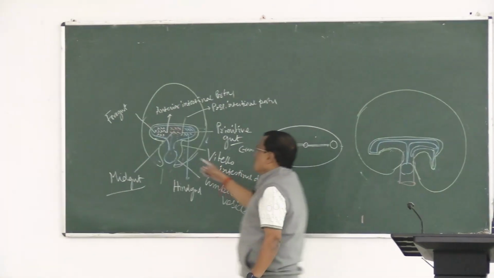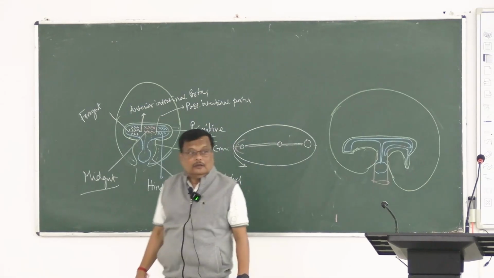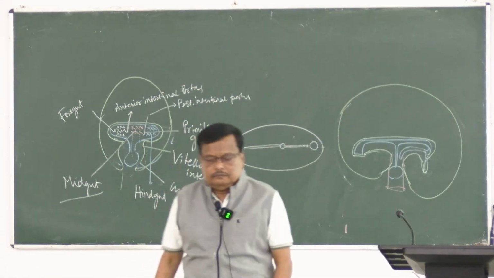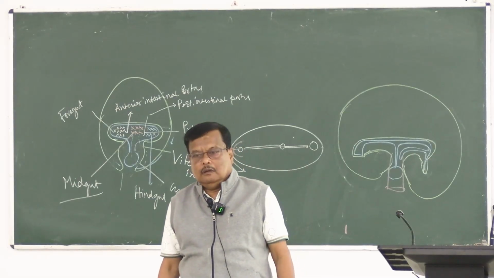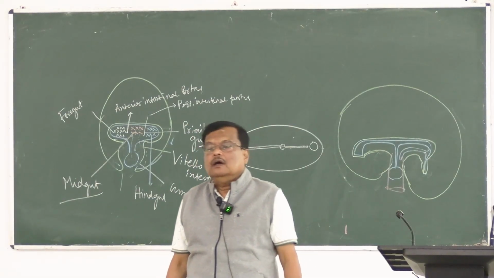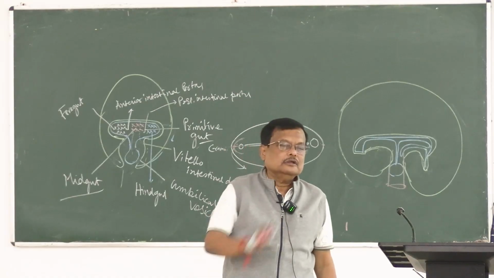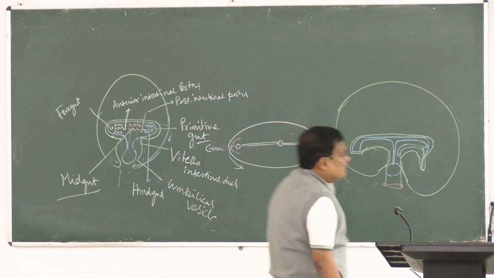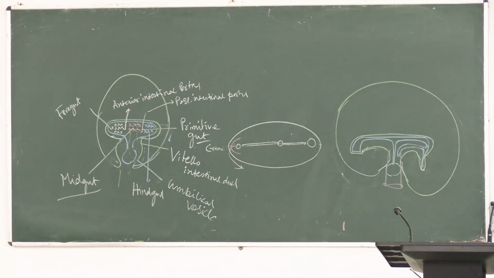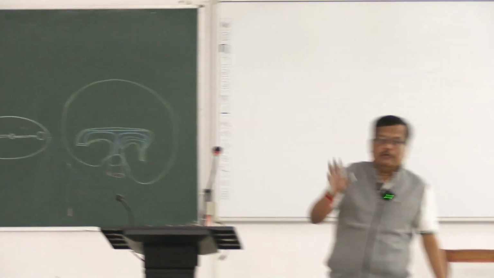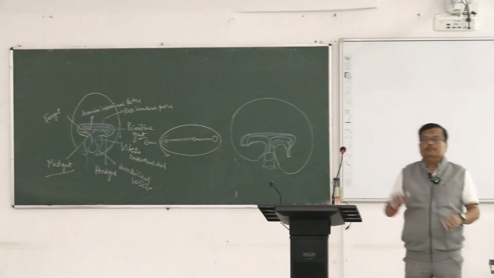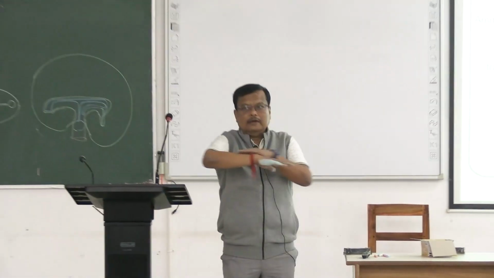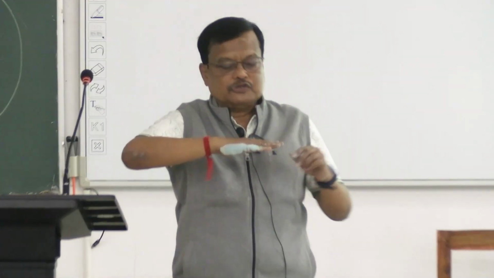And each gut has its own artery, its own blood vessel. Foregut is supplied by the celiac artery, midgut by the superior mesenteric, and hindgut by the inferior mesenteric artery. You will learn later on. So this way the gut is produced. Now the question is, what is the other effect of folding? One is gut formation. Next, the most important: just imagine, you put your hand here in this fashion.